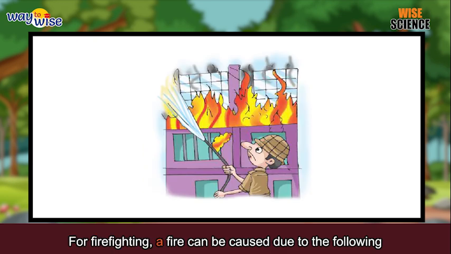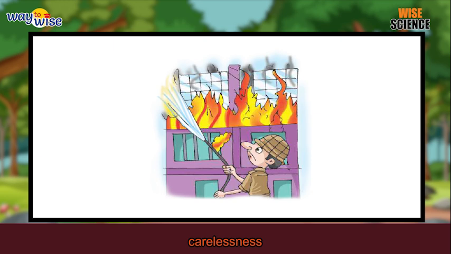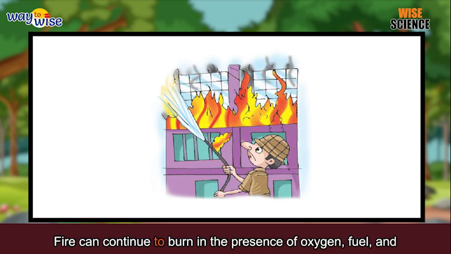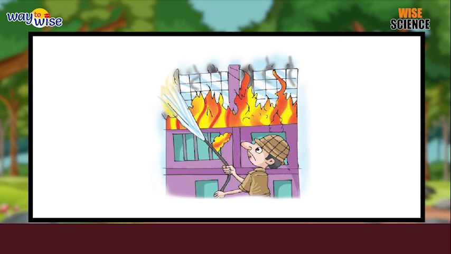For firefighting. A fire can be caused due to the following reasons: carelessness while handling matchsticks and candles, electrical faults, gas leaks in the kitchen, and carelessness while burning crackers. Fire can continue to burn in the presence of oxygen, fuel, and high temperature. If any one of these is removed, fire can be stopped.